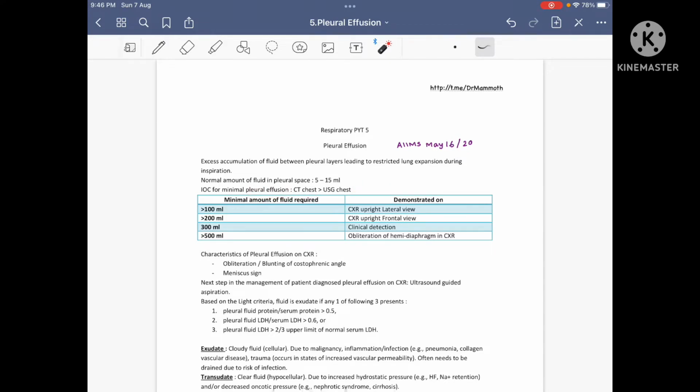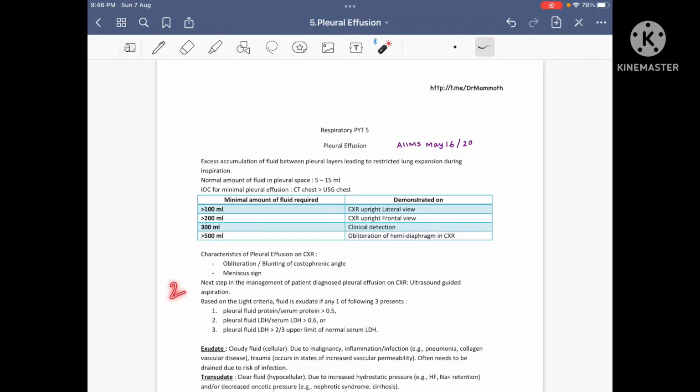So minimal 100 ml fluid is required to detect on chest X-ray upright lateral view, 200 ml on chest X-ray upright frontal view, 300 ml for clinical detection, and more than 500 ml for obliteration of the hemidiaphragm on chest X-ray. On chest X-ray, pleural effusion shows obliteration or blunting of the costophrenic angle and meniscus sign.